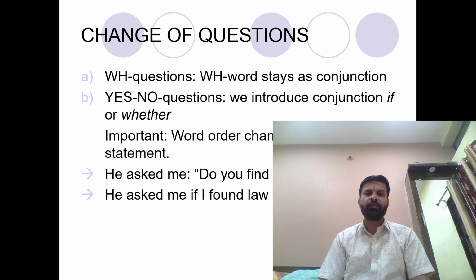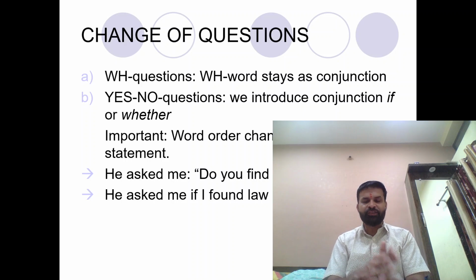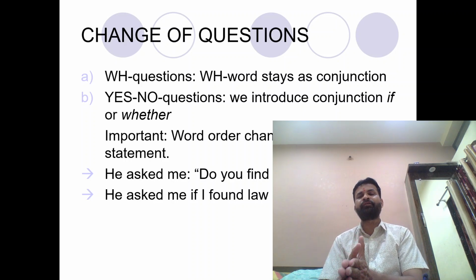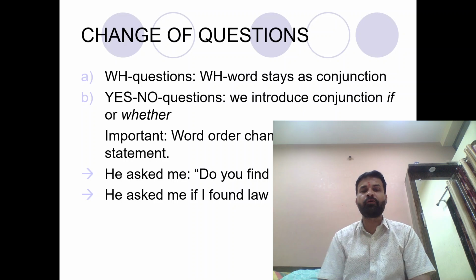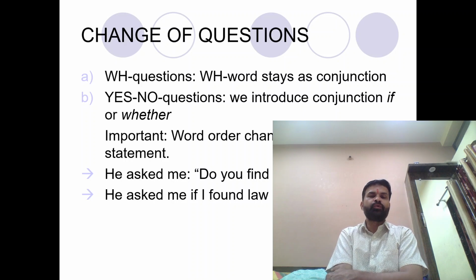Now what happened here? Do you find law interesting? It's a question because it began with do, which is a helping verb that is used before the subject. So when the helping verb is used before the subject and the sentence ends with a question mark, that is always a verbal question. Now, in case the reported clause is a verbal question, what conjunction do we use? We use the conjunction if or whether.